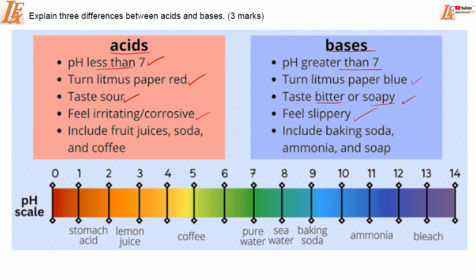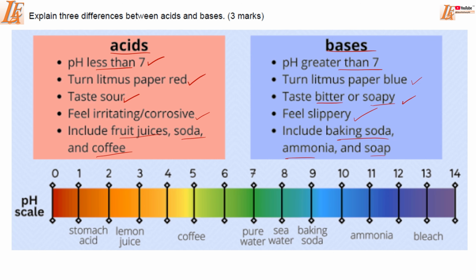And then examples of acids are fruit juice, soda, and coffee. Then examples of bases are baking soda, ammonia, and soap. Another way in which we can differentiate acids and bases is by using this pH chart.